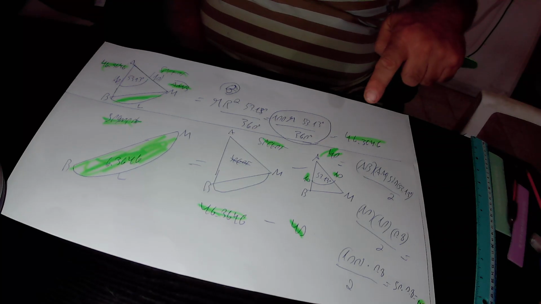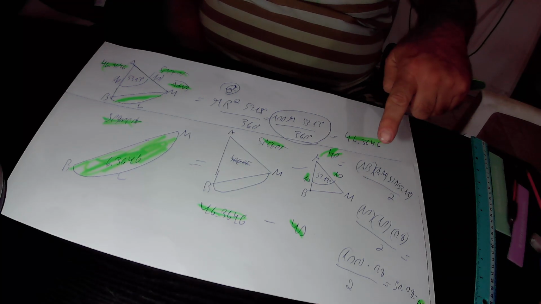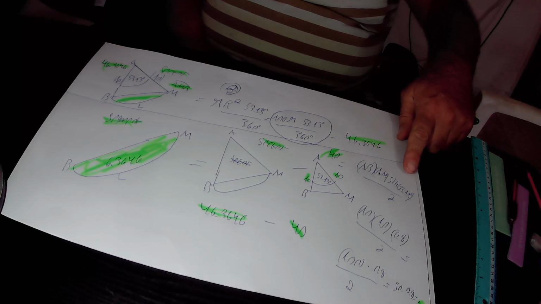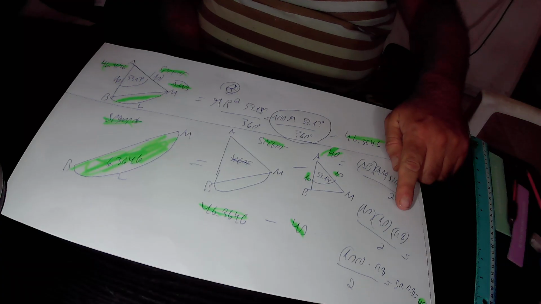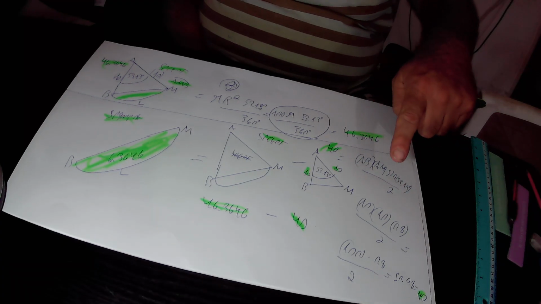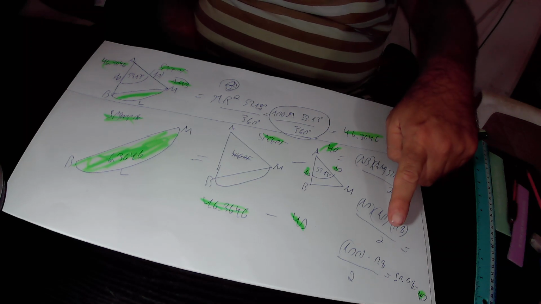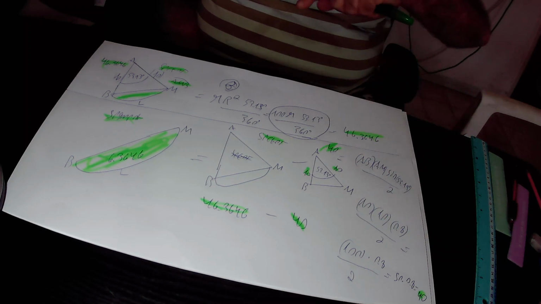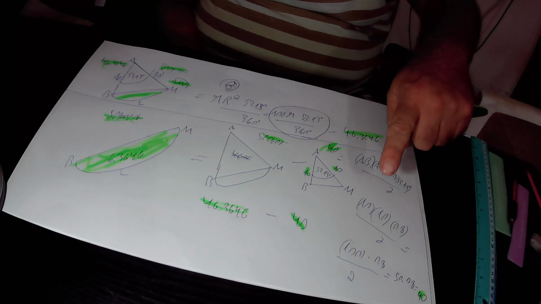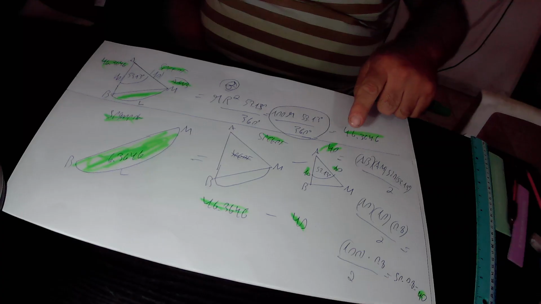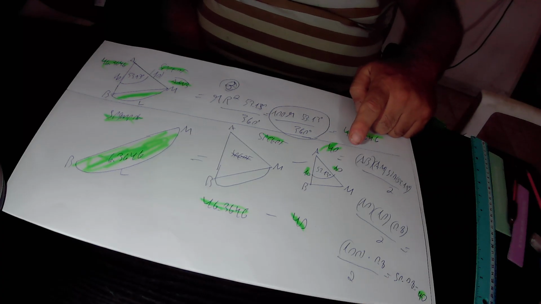AB is 10, AM is 10, so AB times AM is 10 times 10. Sine 53.13 degrees is equal to 0.8, divided by 2. 10 times 10 is 100, so it is 100 times 0.8 divided by 2. 100 over 2 is 50, and 50 times 0.8 is 40. So in total, we find out that the area of this triangle ABM is equal to 40 square units in its size.